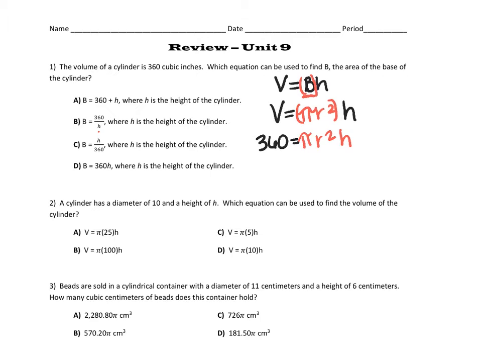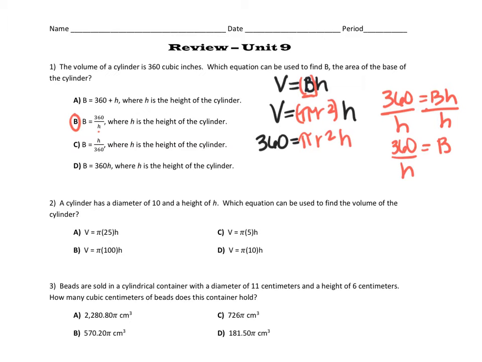So we could replace this. We could say 360 equals BH. And if we were getting B by itself, we would do this. If I worked backwards to solve that, it would look like that, which matches this one right here.